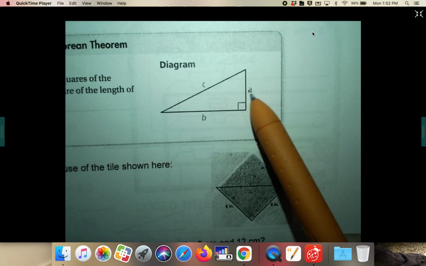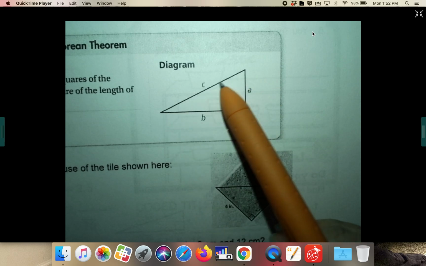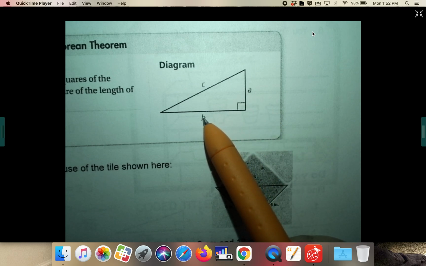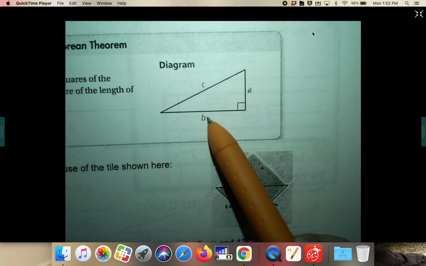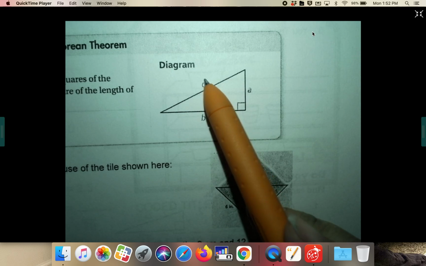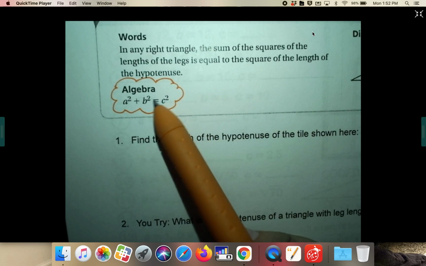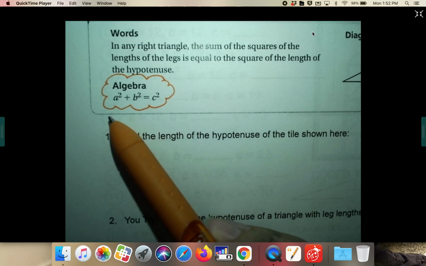So I don't care which one you use for A and which one you use for B, but c has to be the longest side, the hypotenuse side. And again, it's not just A plus B that adds up to c, it's A squared plus b squared, and it has to equal what c is squared. So it's a good thing we have been working with exponents a little bit because that will help when we're doing this.